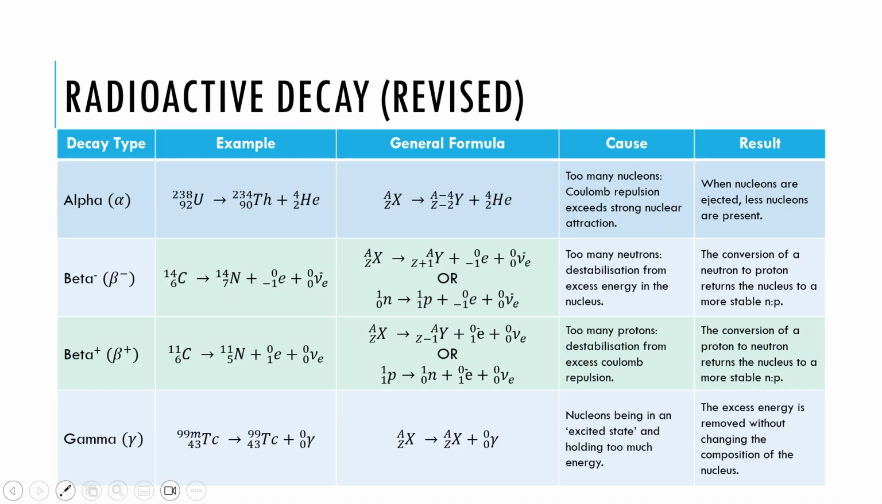What you'll notice though too is that in the beta plus reactions, as well as the beta minus reactions, I've added in not only the emission of a beta particle, but also the emission of a neutrino. In beta minus decay, there is always an emission of an electron antineutrino.